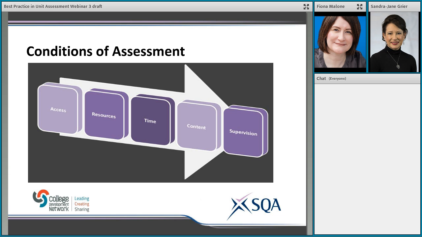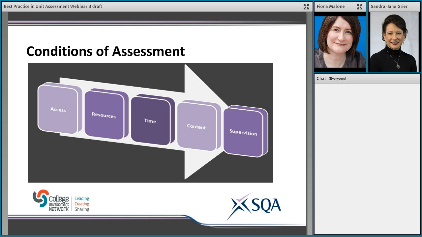If no conditions are specified in the unit specification, you should ensure that where appropriate, conditions are set for your assessment and applied consistently to all candidates. SQA assessment packs will provide useful guidance in this context, and the prior verification process will also provide feedback on this too. Some examples of conditions can include whether or not candidates may have access to materials such as reference books during the assessment, sometimes known as open or closed book.